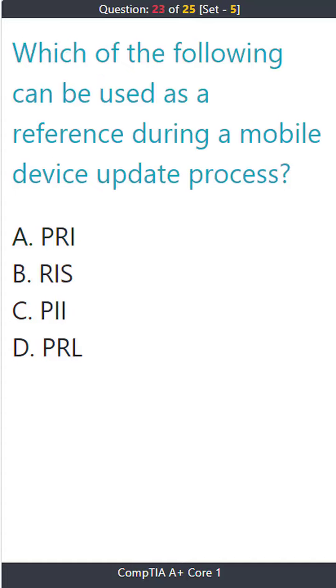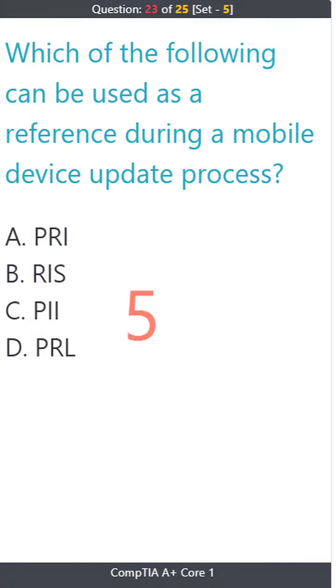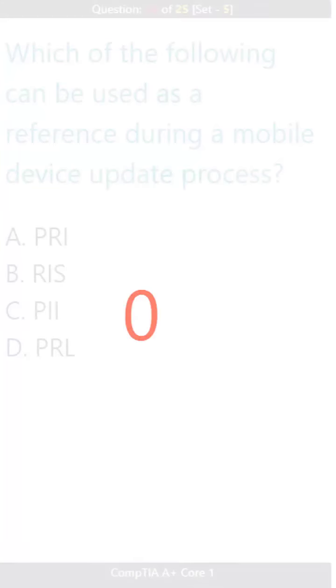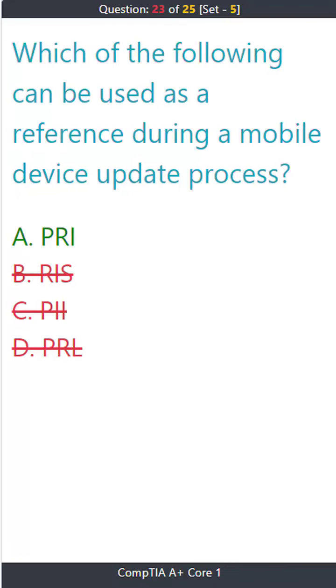Question 23. Which of the following can be used as a reference during a mobile device update process? A. PRI, B. RIS, C. PII, D. PRL. The correct answer is A. PRI.